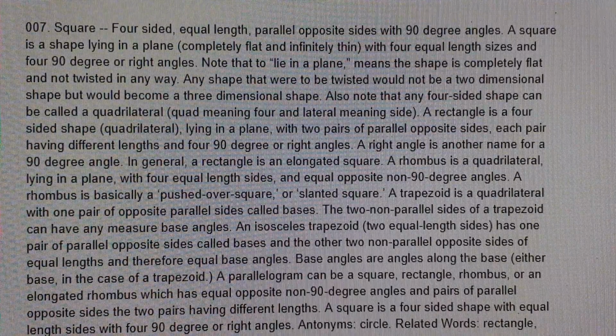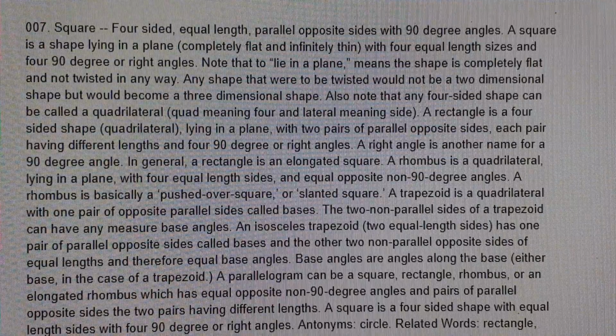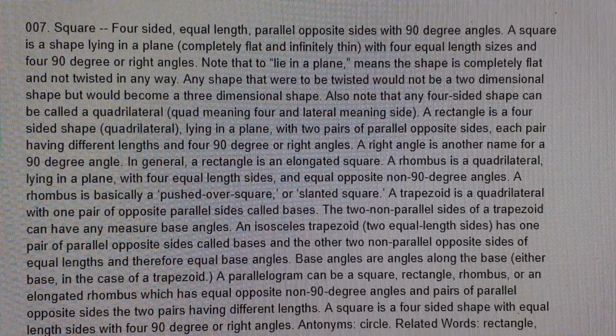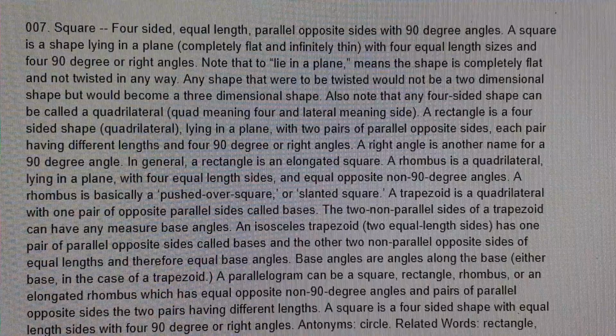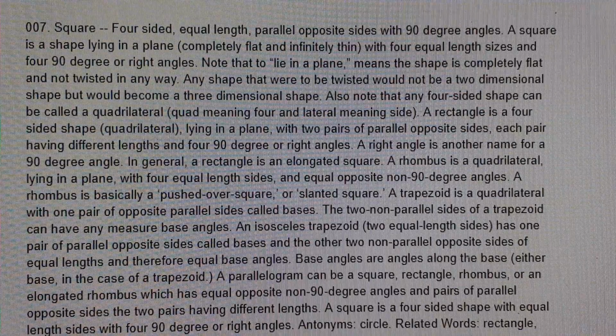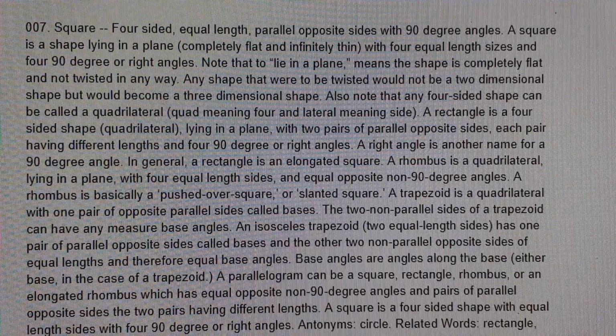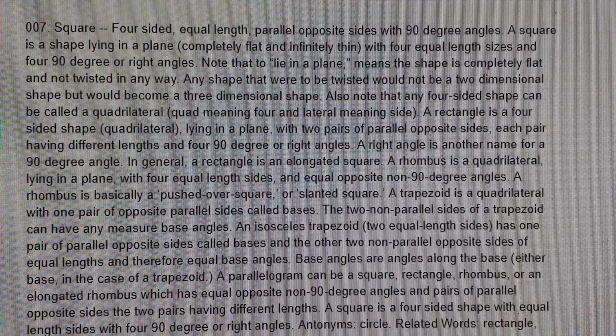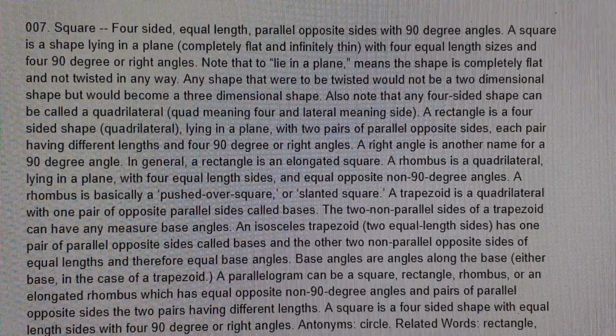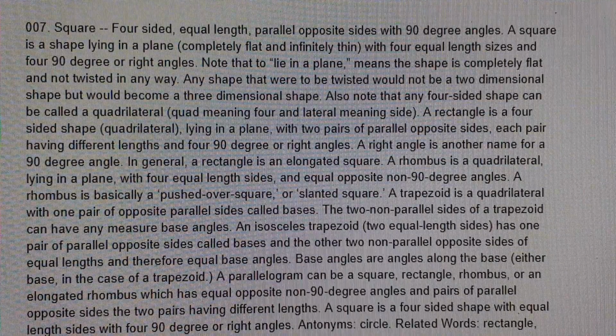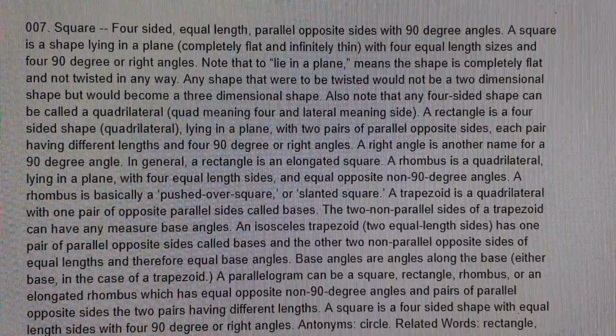Square. Four-sided, equal length, parallel opposite sides with 90-degree angles. A square is a shape lying in a plane (completely flat and infinitely thin) with four equal length sides and four 90-degree or right angles.